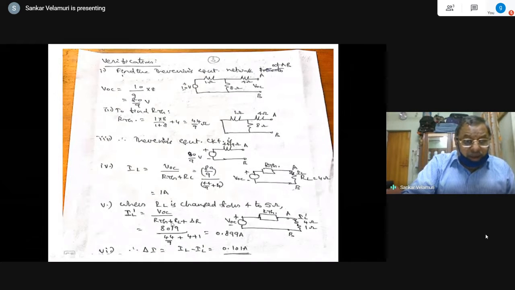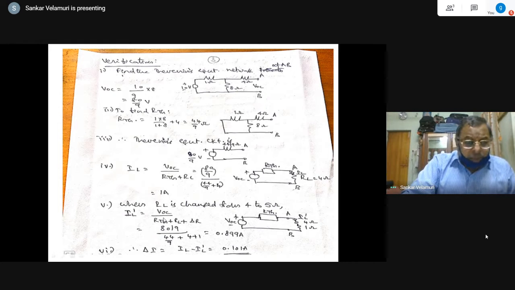Now you can see RL is changed from 4 to 5. No doubt VOC and R Thevenin are not changed. So the change in the total current, when this resistance is changed from 4 to 5 ohms, means 1 ohm is added, only 1 ohm is added, remember that. Don't get confused: 4 to 5 means the value of the resistance across AB is changed from 4 ohms to 5 ohms. Only 1 ohm resistance is implied to be added.